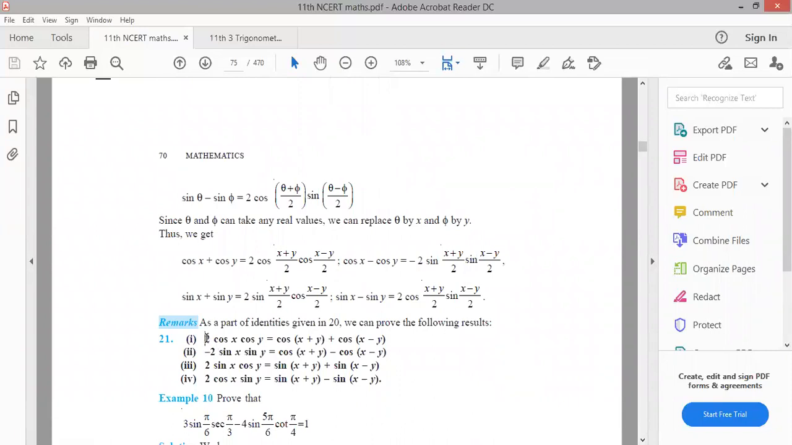They are like this: twice cos of x cos of y, that is cos of x plus y plus cos of x minus y. Next is minus twice sine x sine y, that is cos of x plus y minus cos of x minus y. Next one is twice sine of x cos of y, that's sine of x plus y plus sine of x minus y. Next one is twice cos x sine y, that is sine of x plus y minus sine of x minus y.